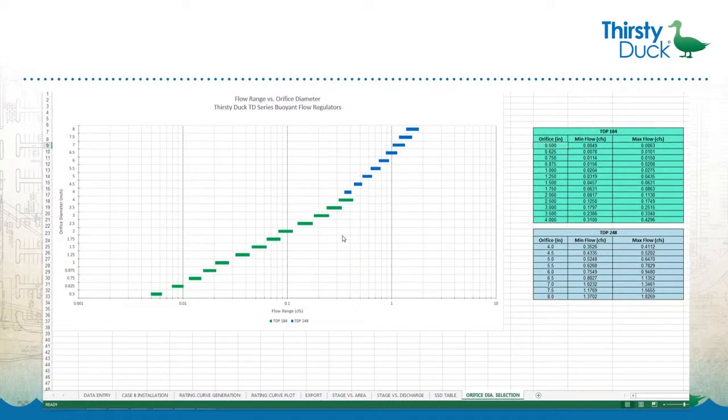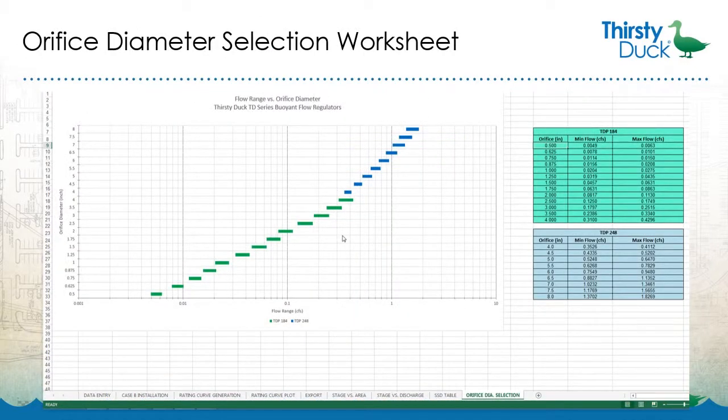The Orifice Diameter Selection worksheet contains a chart which illustrates the range of flow rates which can be achieved with each of Thirsty Duck's available orifice diameters. The green bars are for model TDP 184, while the blue bars are for model TDP 248.